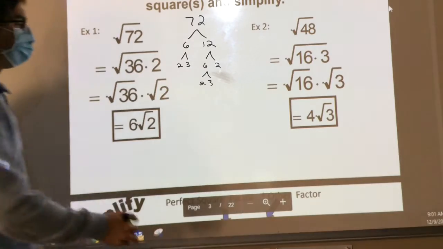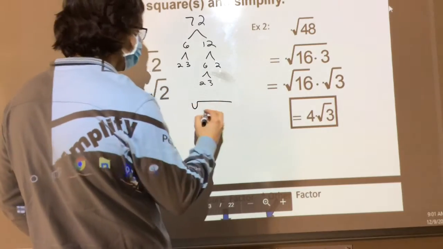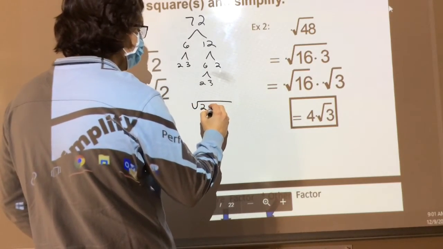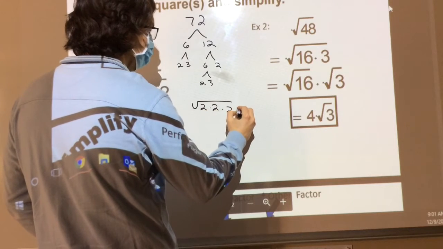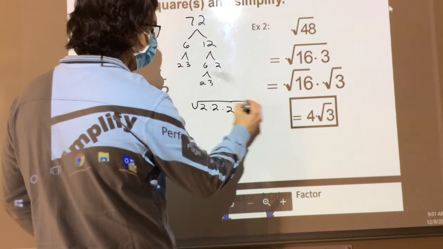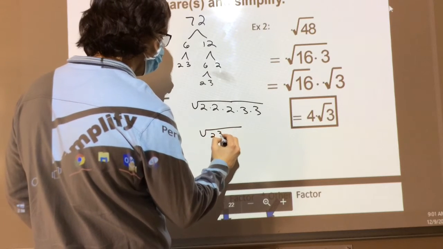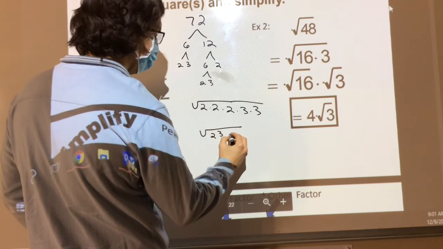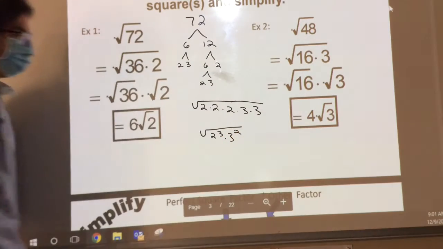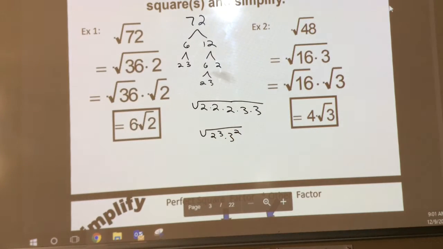So if we're to list out the prime factorization of this, it's going to look like this: 2 times 2 times 2 times 3 times 3. Or we could write it in a more simplified version, 2 to the third times 3 squared. You okay with that so far?